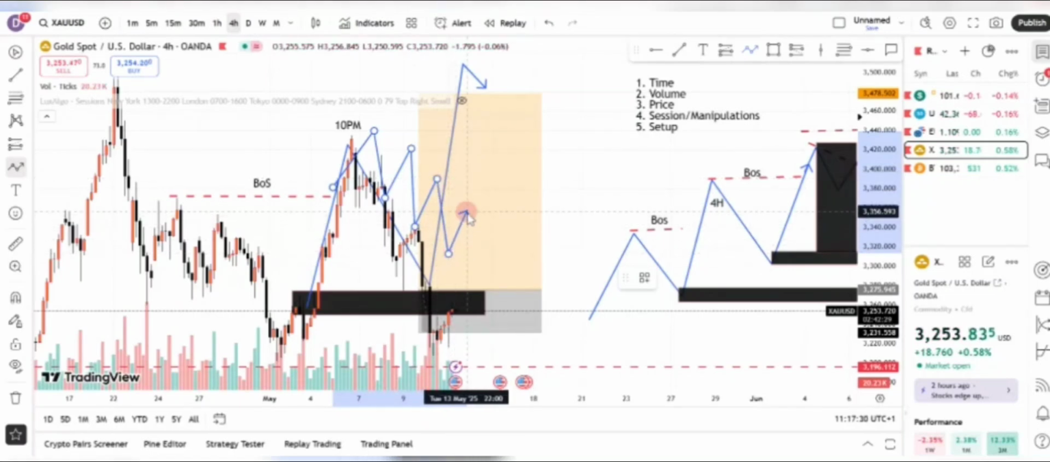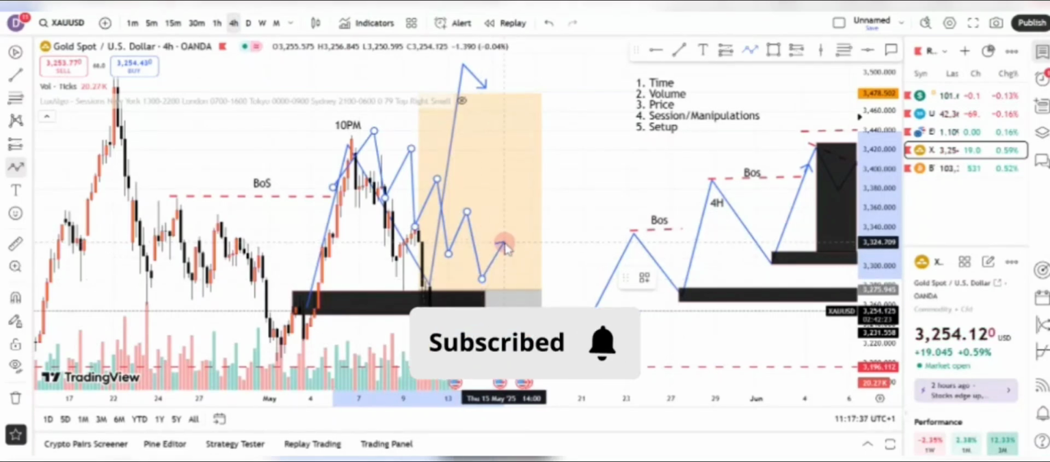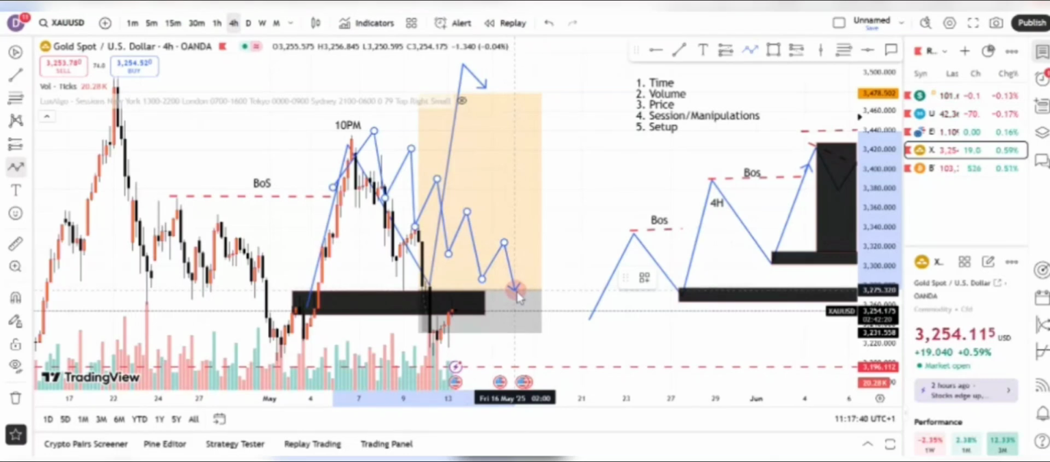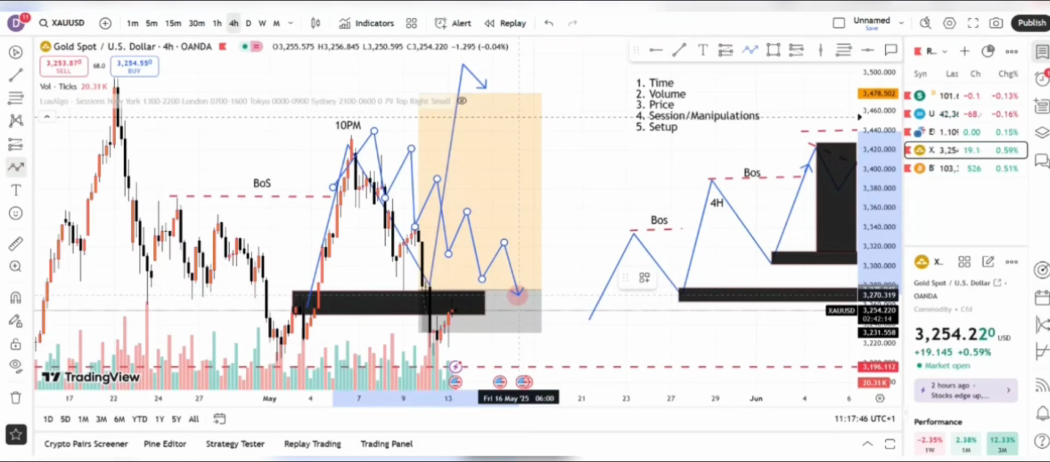And price is delivering well. Price is coming, price is doing like this. See, look. This is not a textbook example. So price comes to your entry. This is a good confirmation for your setup. Listen to me. This is a good confirmation for your setup.